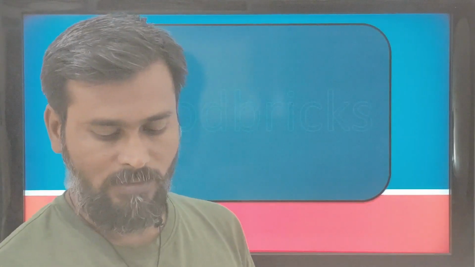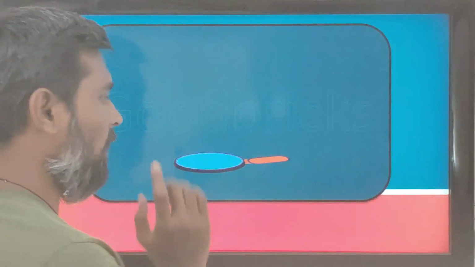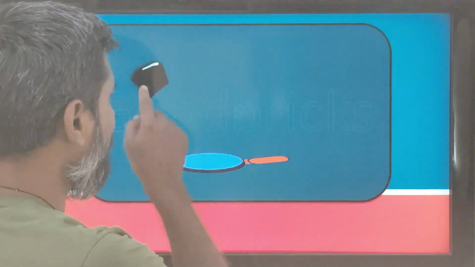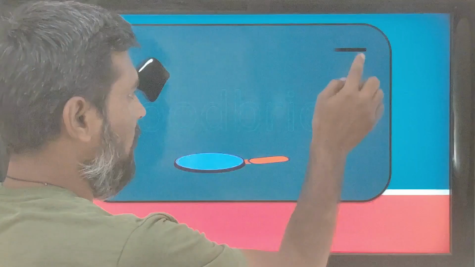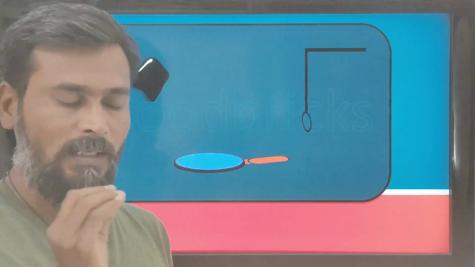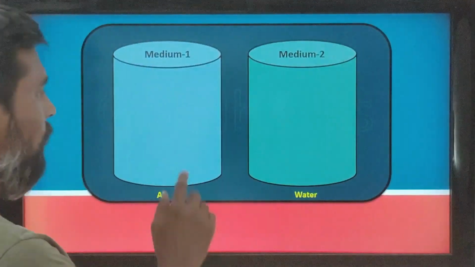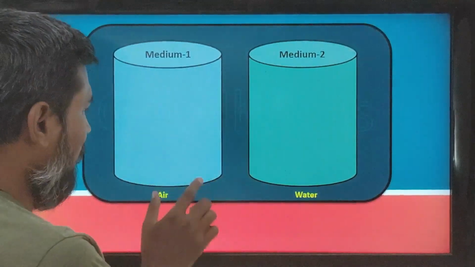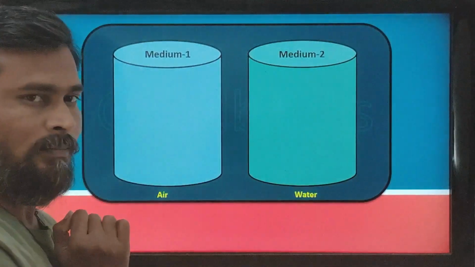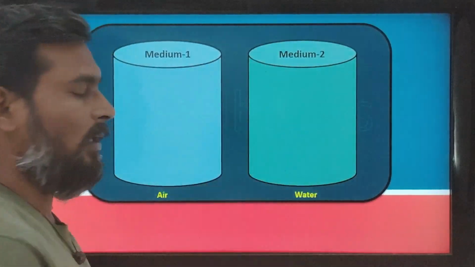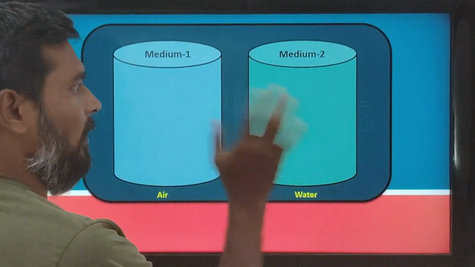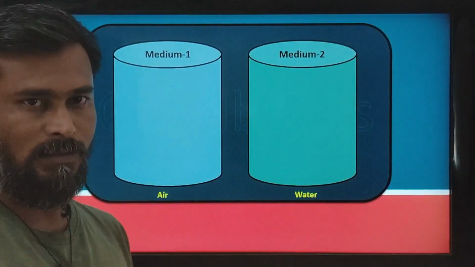Here you can see on the screen there is a double convex lens, a black stone we have taken, and a lens holder. Let us perform a simple and easy activity to understand whether focal length of a lens remains the same in air and water. Here we have two glass jars. In one glass jar nothing is there, meaning air is there. In this glass jar we are pouring water. So we have air and water in these two glass jars.